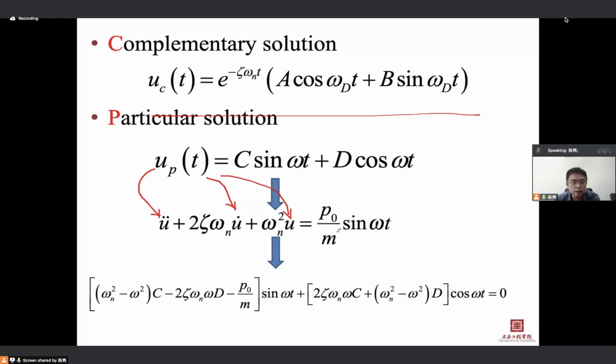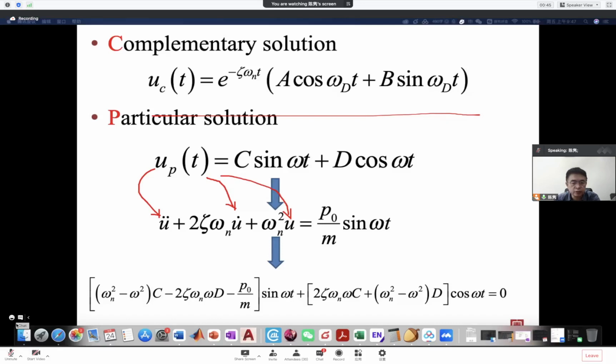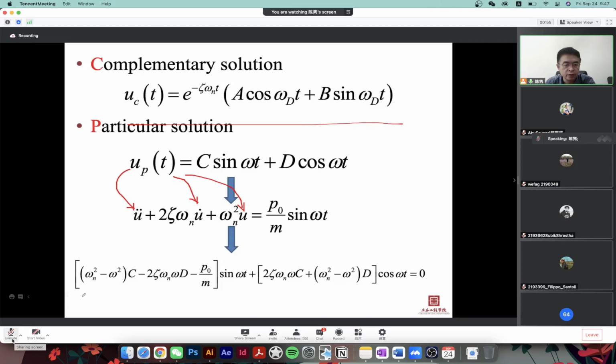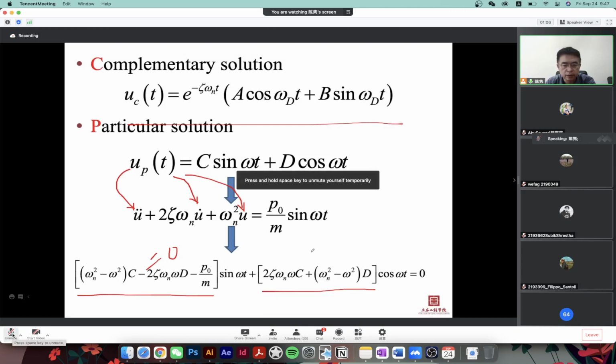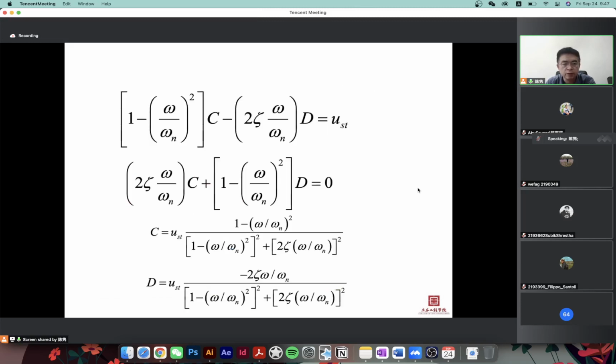Okay. Then you bring the terms here, and after you rearrange this equation by putting the terms with the sine wave together and the terms with the cosine wave together like this, we know that this part should be 0 and this part should be 0, because this equation stands for any time instance. So you get this one equal to 0 and this one equal to 0. And you have two unknown coefficients, one is C, one is D. You have two equations, and you can solve that. You can get the expressions for C and D.